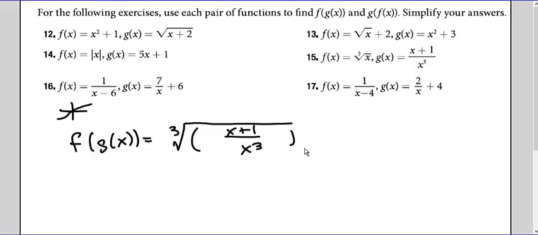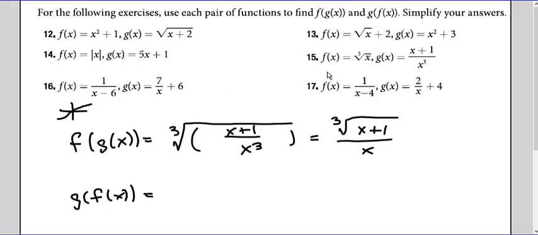So I think the only case here is that x cannot equal 0, but even in the simplified case, it has the same restriction. So what you can do is you can take the cube root of the denominator. You keep the cube root in the numerator, but take the cube root of the denominator. So the cube root of x cubed is x. So that's the simplification.